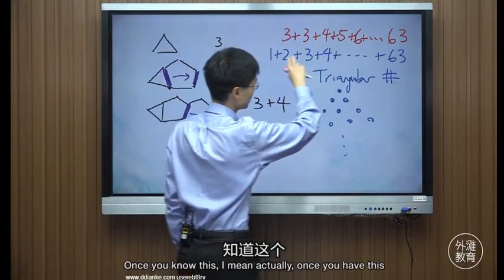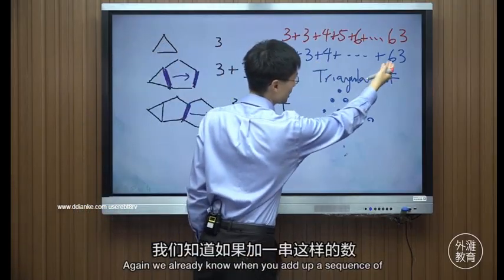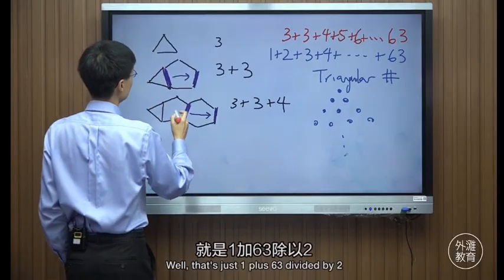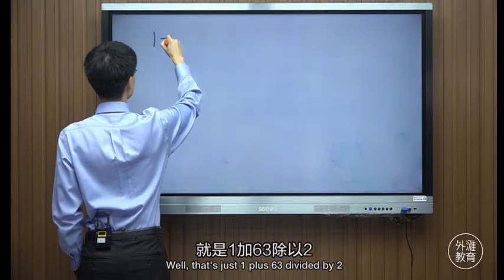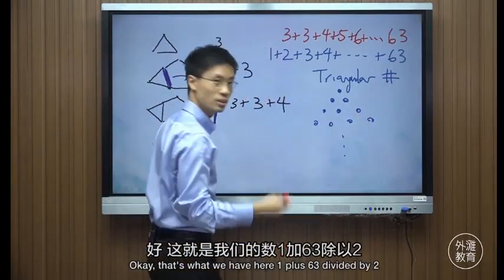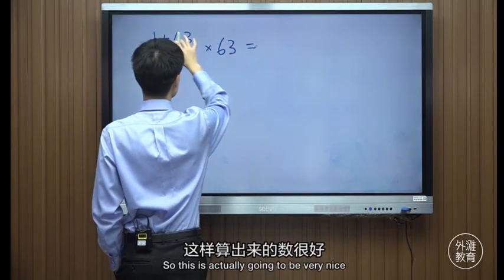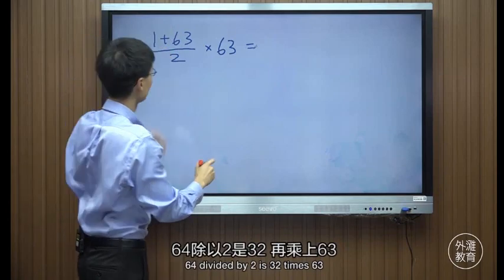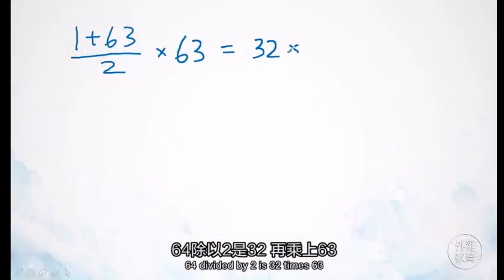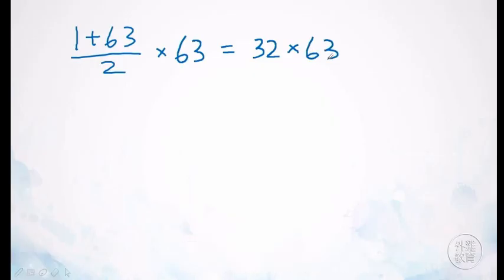Once you have this, we can just add this up very quickly. Again, we already know when you add up a sequence of numbers like this, 1 plus 2, 3, 4, up to 63, that's just 1 plus 63 divided by 2. That's the average, multiplied by how many there are, by 63. So this is actually going to be very nice. 64 divided by 2 is 32 times 63.